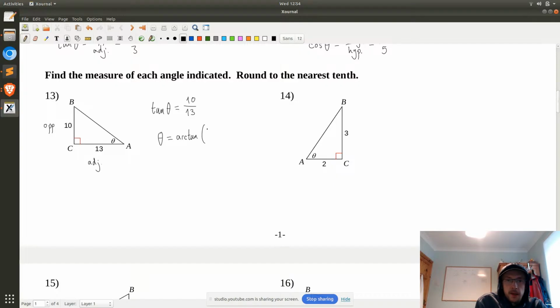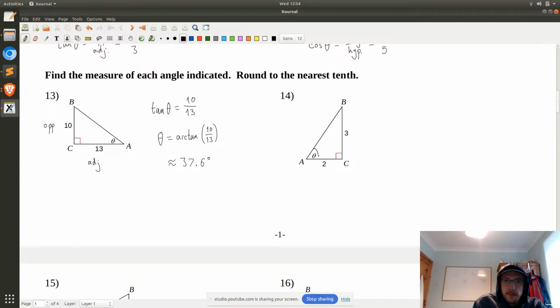which reverses or undoes the tan function. So on your calculator, press Shift tan and then just type in 10 divided by 13 and close brackets, and we get 37.5685 blah blah blah, but we need it to the nearest tenth. So that's 37.6 degrees.